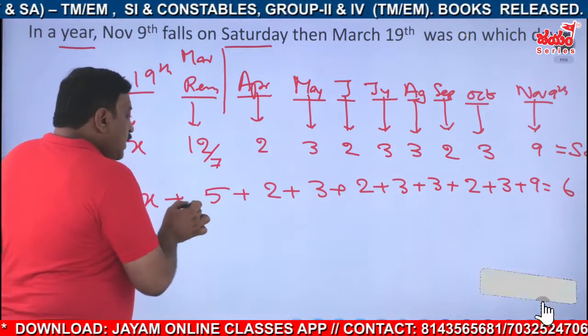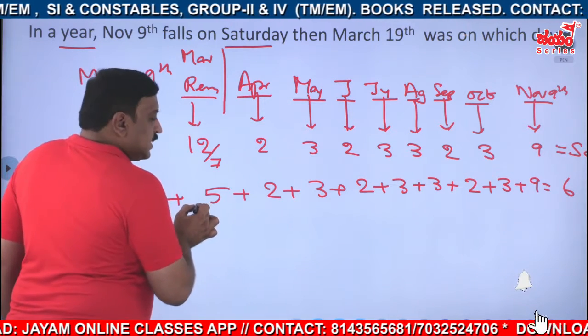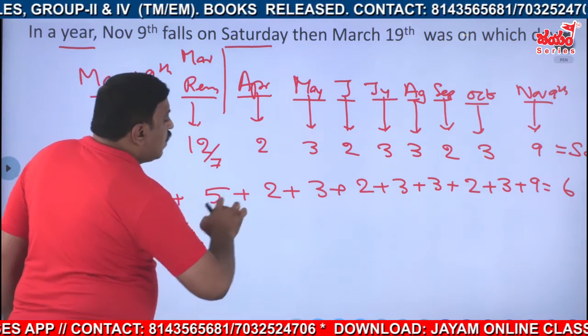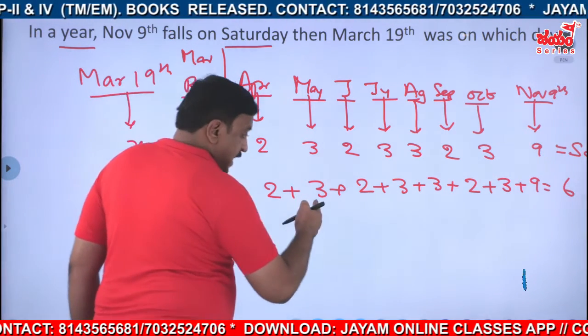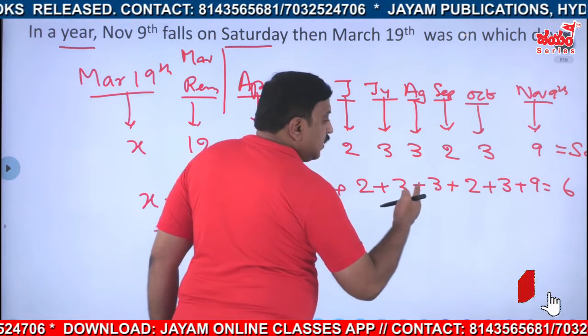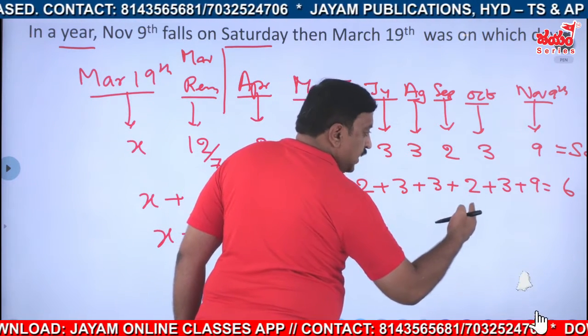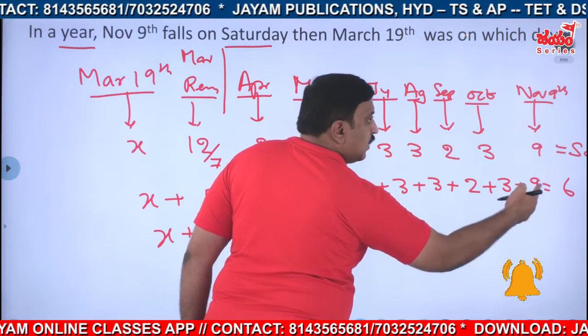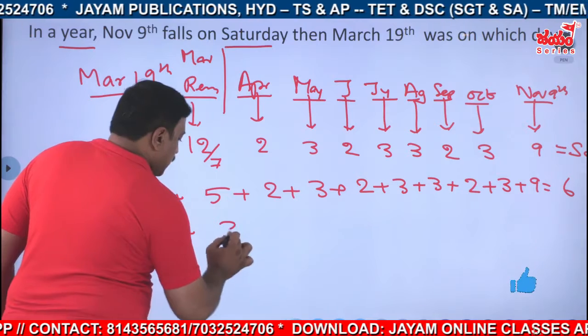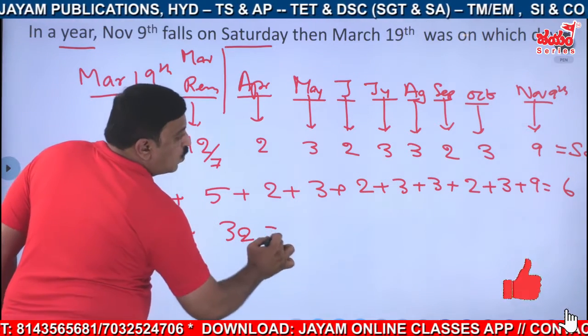Okay. Here I got 5 plus 2, that is, let me go with the normal sense only. 5 plus 2, 7, 10, 12, 15, 18, 20, 23, 32. 32. X plus 32 is equal to what?